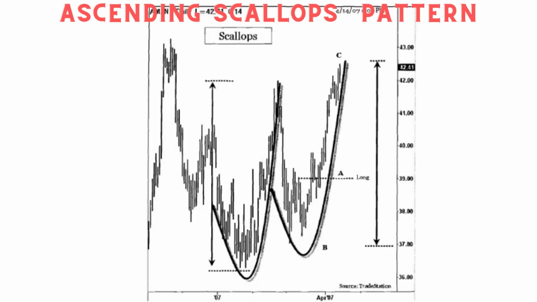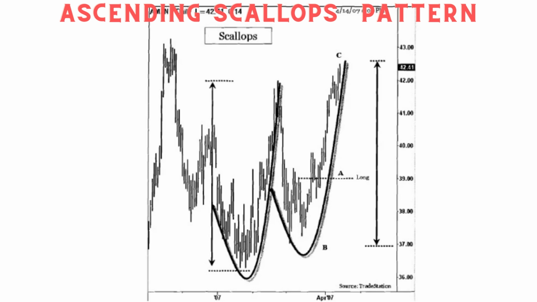Trading ascending scallop pattern. In this chart, an ascending scallop pattern from Amazon's daily chart is illustrated. Amazon formed its first ascending scallop from $36 to $42. A retracement is needed for this pattern to trade another upside scallop pattern.